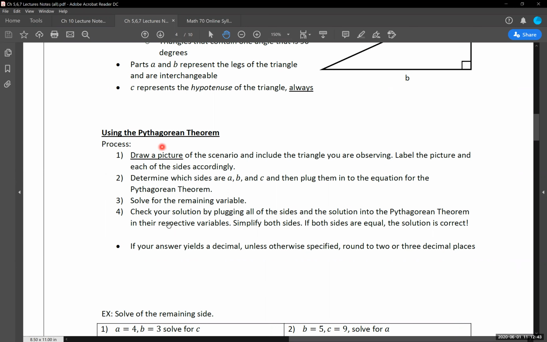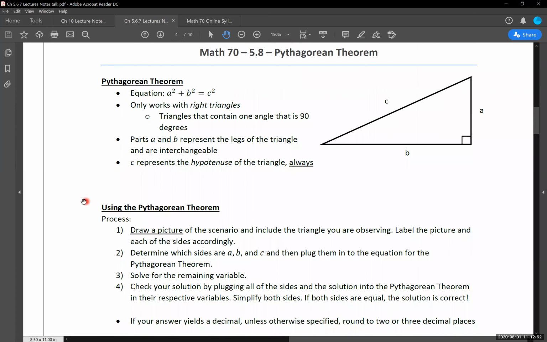But again, make sure you're following this process as you're going through those. Draw that picture. I really, really can't emphasize that enough with the Pythagorean theorem. It's vital to make these problems significantly easier on the homework and on the test.